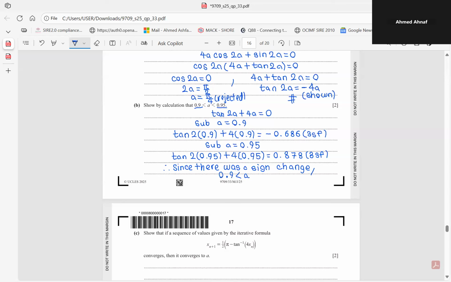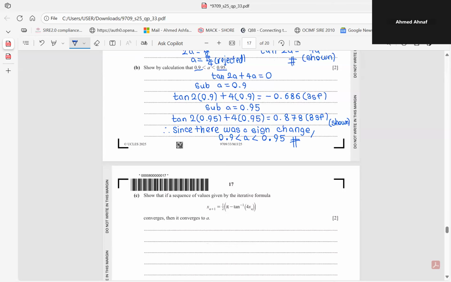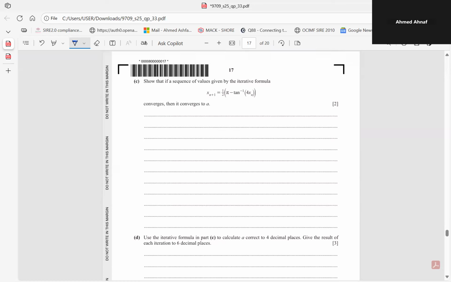0.9 is between a and 0.95. So this is the final answer for the second part. We have to write shown. Let's head on to the next part.